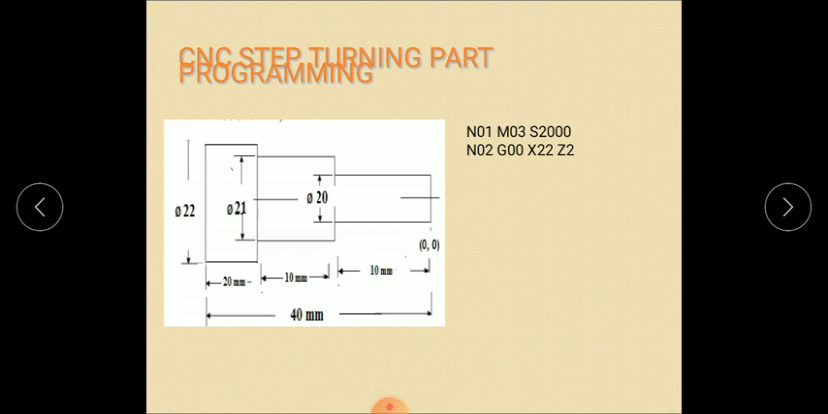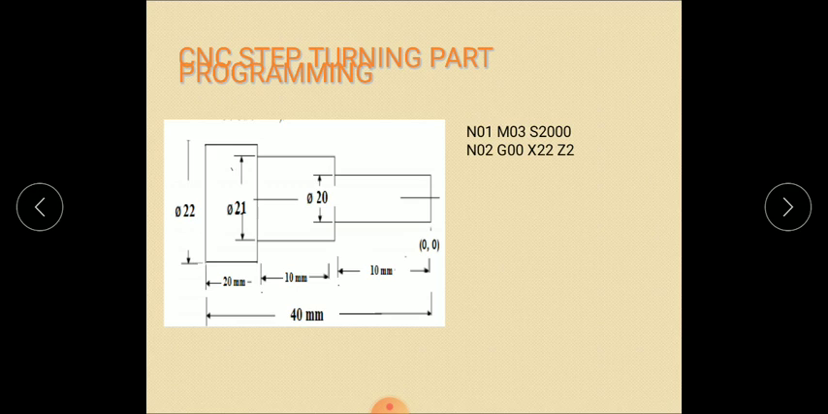One thing you should keep in mind: anything which moves in this direction is considered the X axis positive, and the reverse direction is the negative. So here X22 and Z2, where Z represents the feed, that is the depth of the cut.